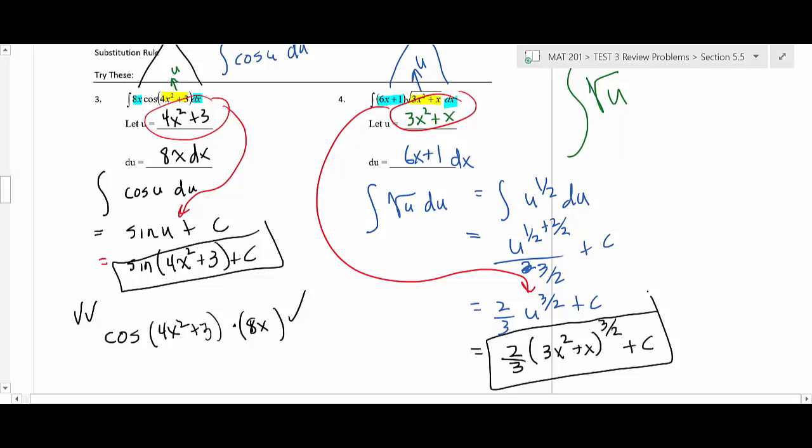How do we go to 3/2 and then the 2/3 in front of the u? Why the 2/3? Look what I did on this integral. I'm doing the integral of u to the 1/2, right? Power rule. Add 1 to the exponent. The result of that's 3/2. When you divide by 3/2, that's the same as multiplying by 2/3. Okay, that's fine.